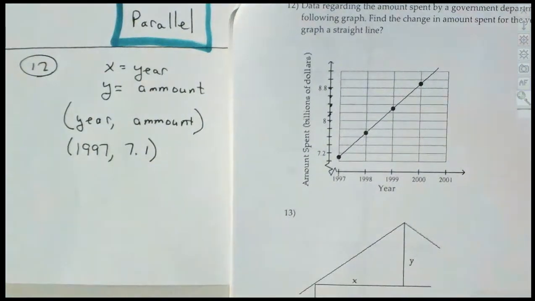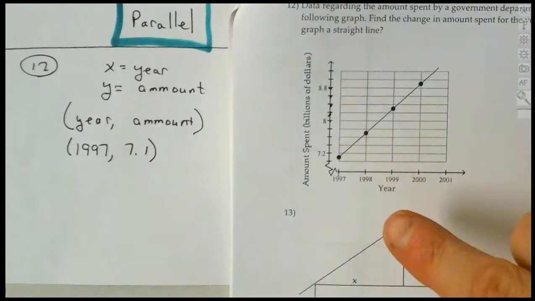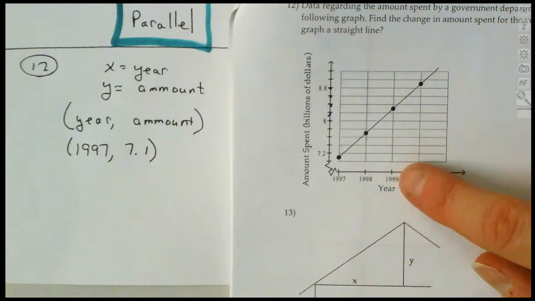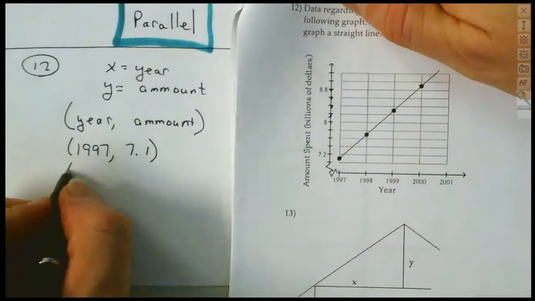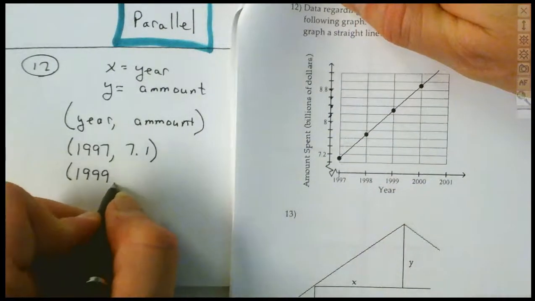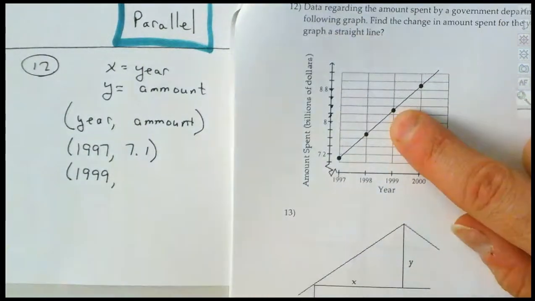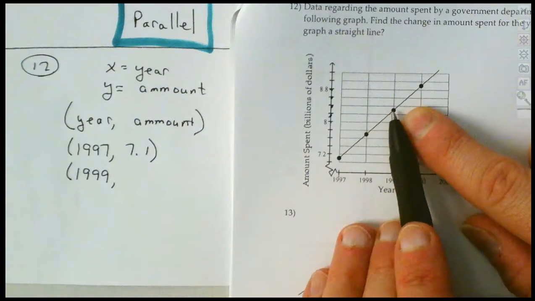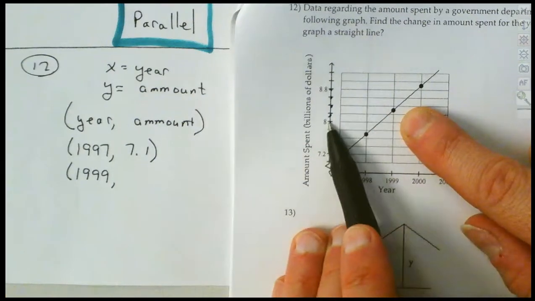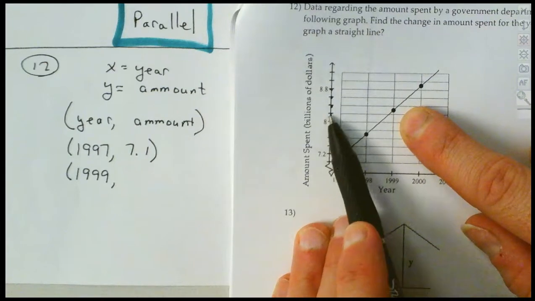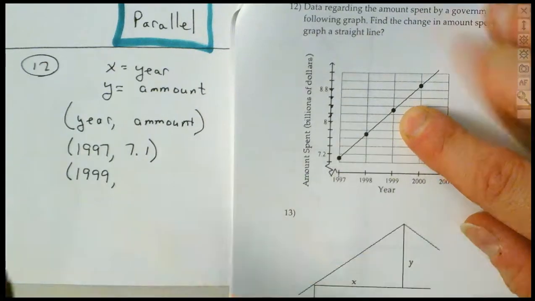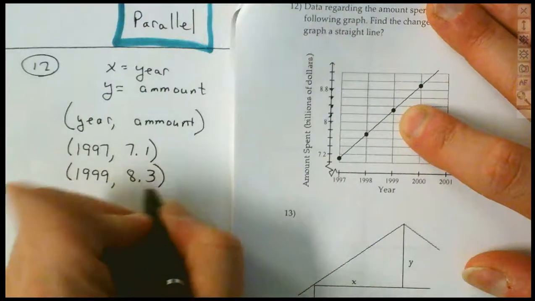Now, what about the next one? We need another point. It does not matter which one we pick. We can pick any of them. So let's try to pick another easy one. Okay, it looks like I'm going to pick 1999. So let's see what our value would be at 1999. If I look at 1999, and I go over here, okay, there's 8, there's 8.2, there's 8.4. It's kind of in between them, so I would say it's about at 8.3.